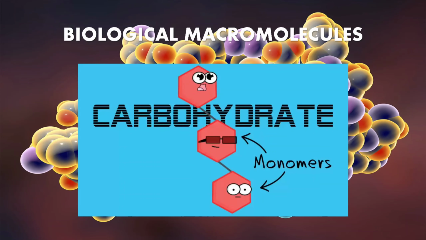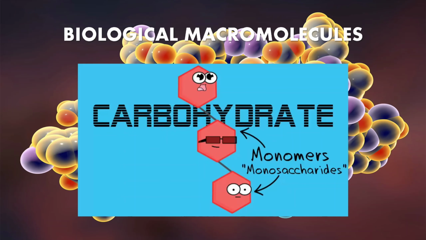Now, carbs have a monomer. Again, remember, monomers are building blocks. The monomer for a carb is a monosaccharide. I know that's a big mouthful, but monosaccharides make up carbohydrates.